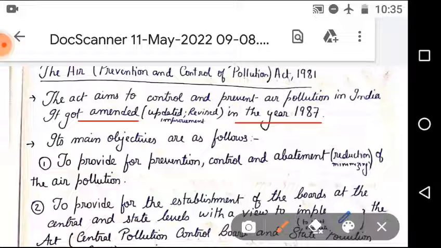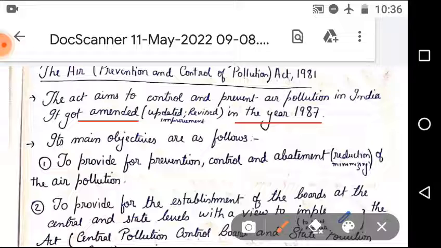Now why did they revise it? Because some of the things had not been stated clearly, or had not been properly implemented. So to minimize the problem of that present situation, some modifications were made in the act, so that they can better achieve their objectives.